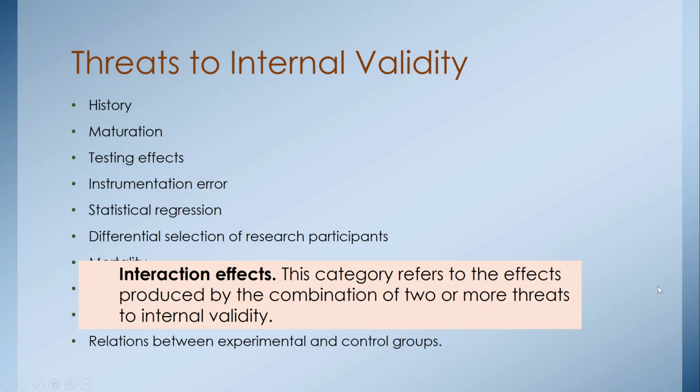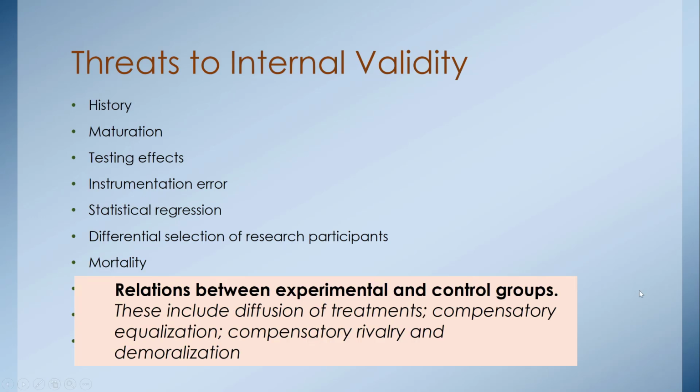Interaction effects actually refers to a combination of two or more threats to the internal validity. Anytime there are two or more things happening, history and maturation, instrumentation error, statistical regression, or whatever that may be, it's a compound effect, and these interaction effects can then provide threats to internal validity. And relationships between the experimental and the control groups.